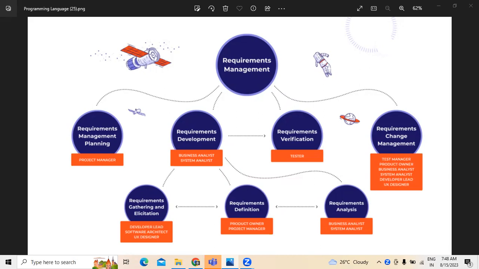Today I'm going to discuss requirements management. As we all know, being a business analyst, understanding the requirements of any customer and providing solutions subsequently is what we generally do as a BA.